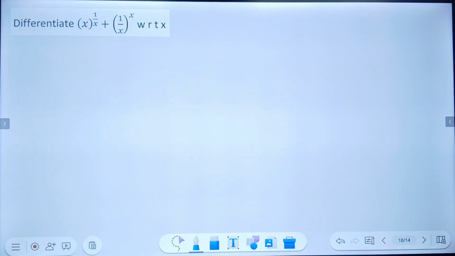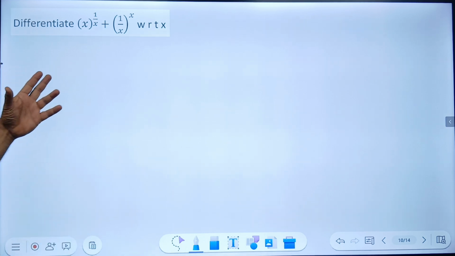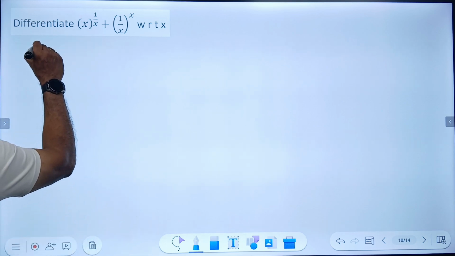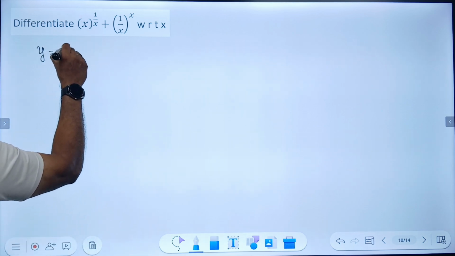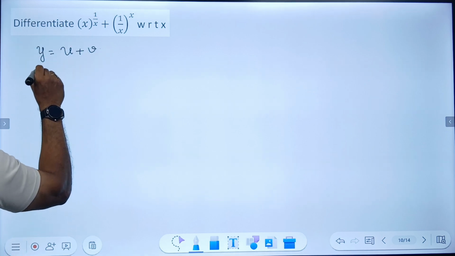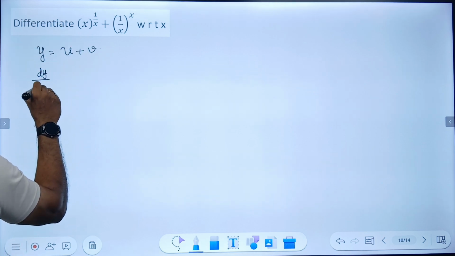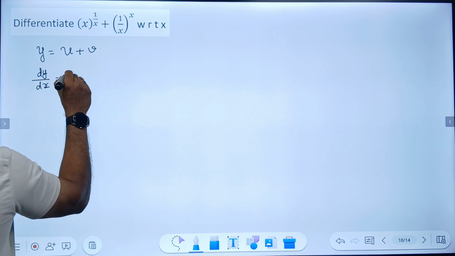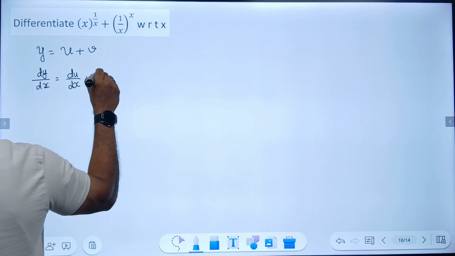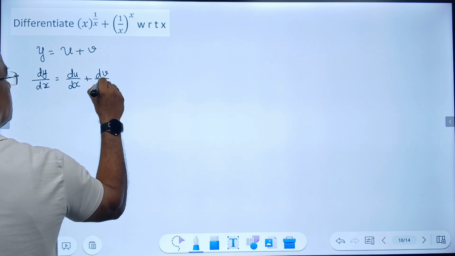Next one. Another very, very important and very simple question. Can I take log on both sides? Definitely no, because there is a plus sign. So instead what I do, follow the same procedure. What is the procedure? Call it as u and v. Then differentiate. What is dy by dx? dy by dx will be du by dx plus dv by dx.